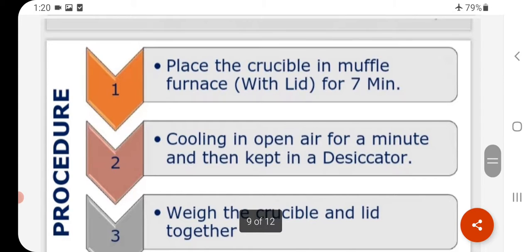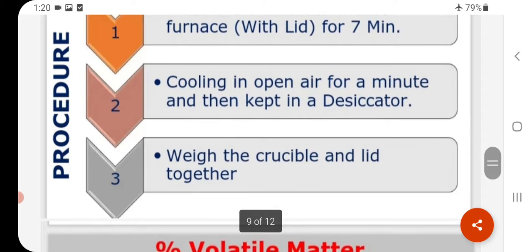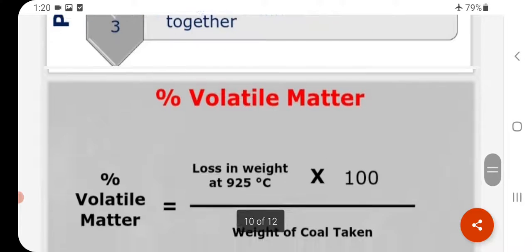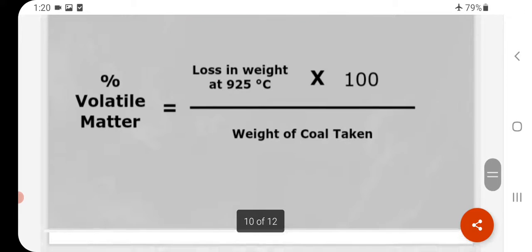Next procedure. For the percentage of volatile matter, place the crucible in a muffle furnace with a lid for 7 minutes, cool in open air for a minute and then keep it in a desiccator. Weigh the crucible and lid together. Percentage of volatile matter is equal to loss in weight at 925 degrees Celsius into 100 divided by weight of coal taken. These are the percentage of volatile matter.